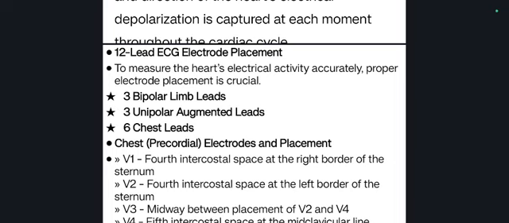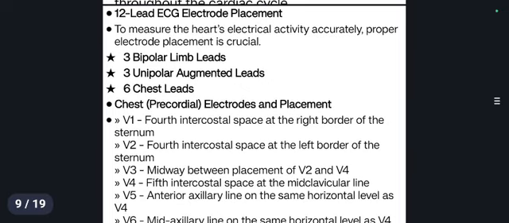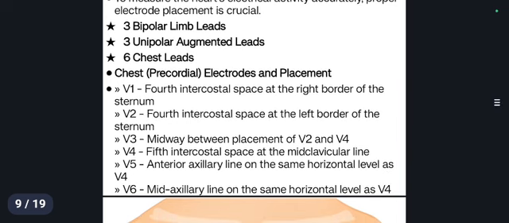To measure the heart's electrical activity, 3 bipolar limb leads, 3 unipolar augmented leads, and 6 chest leads are placed on the patient. Chest leads are otherwise called precordial leads or electrodes, and the placements of the chest leads are V1, V2, V3, V4, V5 and V6. V1 is placed in the fourth intercostal space at the right border of the sternum, and V2 is attached to the fourth intercostal space at the left border of the sternum.